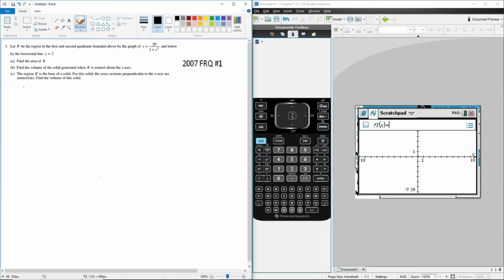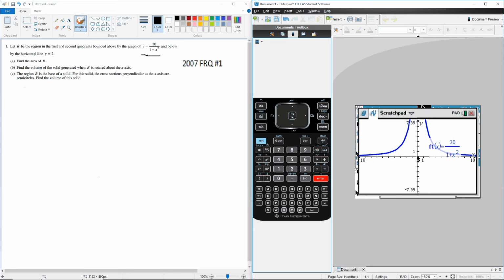The question states, let R be the region in the first and second quadrants bounded above by the graph of y equals 20 over quantity 1 plus x squared, and below by the horizontal line y equals 2. Find the area of R. It turns out you don't really need to know what this graph looks like in order to solve this problem, but it's always helpful to know what you're dealing with. So because we have a graphing calculator, we can just graph it to see what we're dealing with.